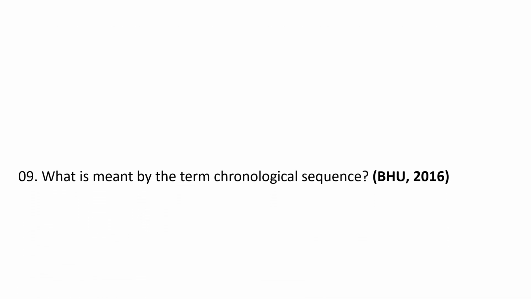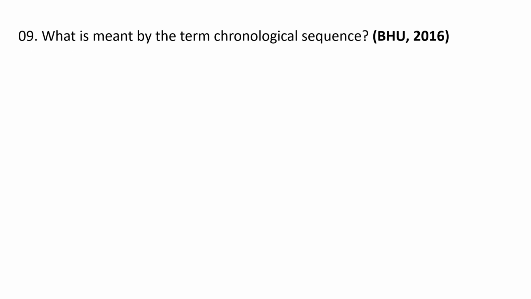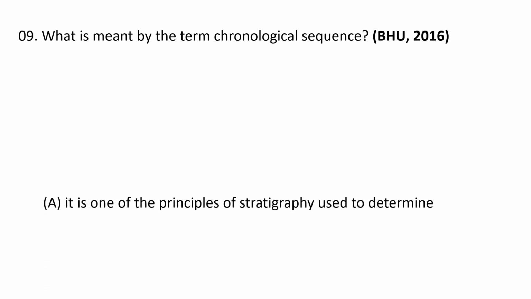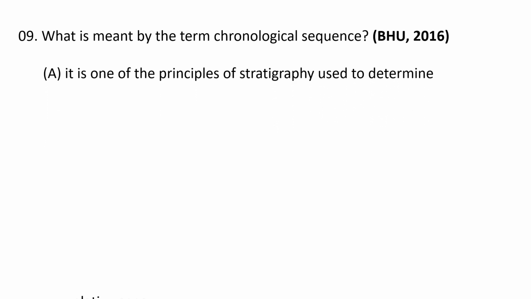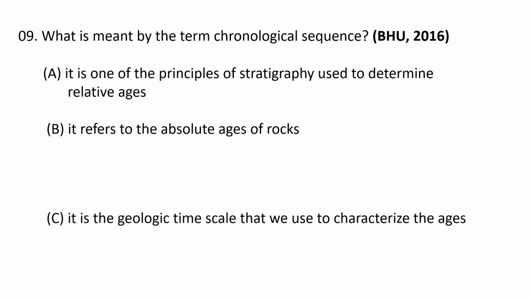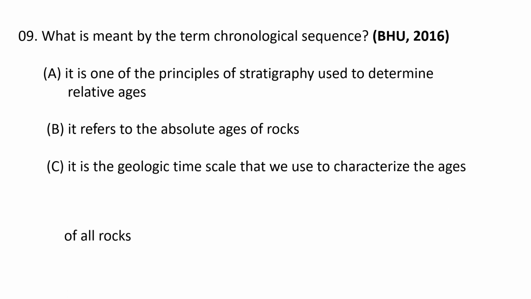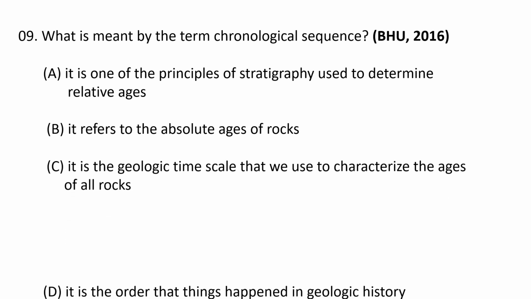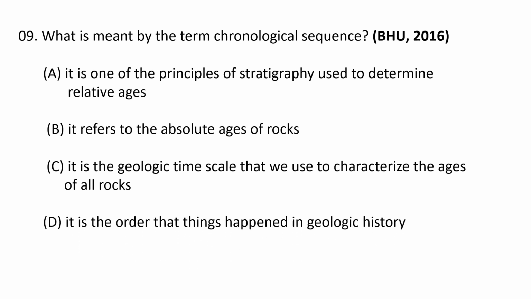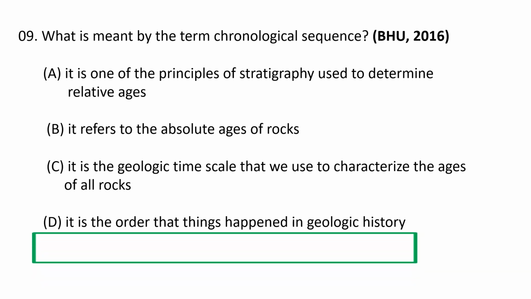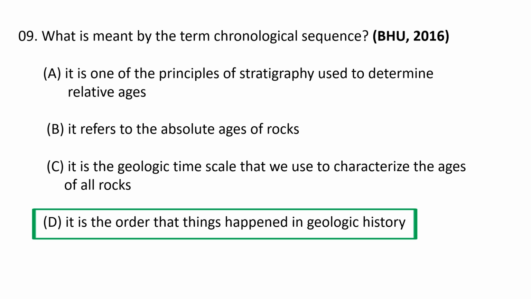Next question. What is meant by the term chronological sequence? The choices are: A. It is one of the principles of stratigraphy used to determine relative ages. B. It refers to the absolute ages of the rocks. C. It is the geological time scale that we use to characterize the ages of all rocks. And D. It is the order in which things happened in geologic history. Chronological sequence is the science of arranging time in periods and ascertaining the dates and historical order of past events. So D is the correct option.